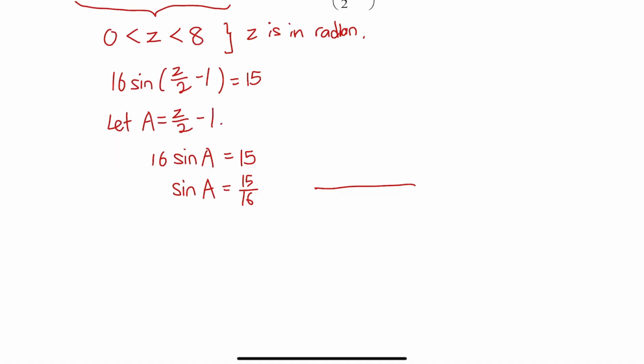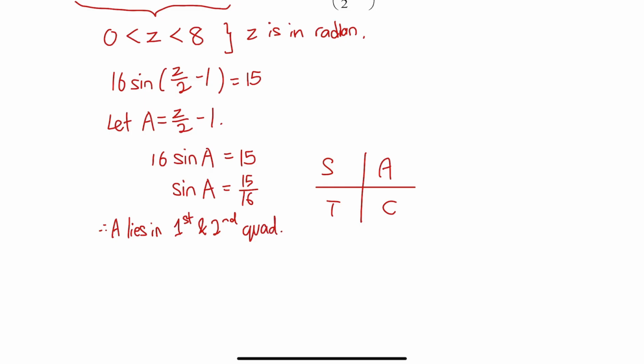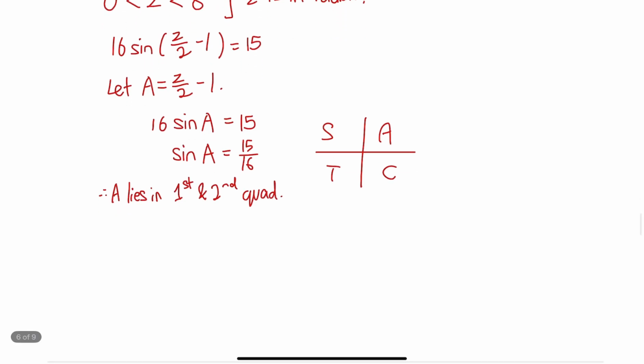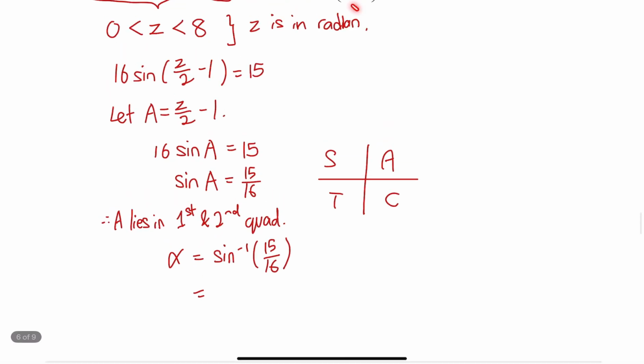By drawing the ASTC diagram, I can see that sine is positive, it means it lies in the first quadrant and second quadrant. So therefore, a lies in the first and second quadrant. Next step is to find the reference angle, alpha, which is equal to sine inverse 15/16. Therefore press in your calculator. Remember to make sure your calculator is in radian mode when you calculate this. Since now my angles are in radian, I leave it to 5 SF.